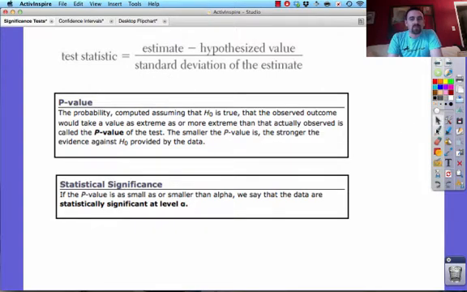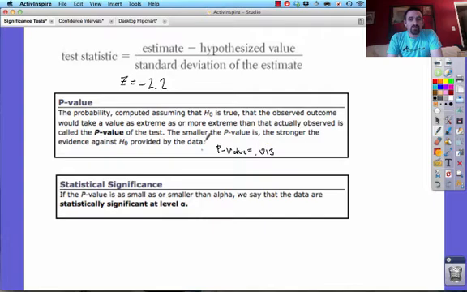So then we have this idea of something called a p-value. Our test statistic was z equals negative 2.2. Then we have a p-value. This is the probability, assuming that the null hypothesis is true, that we see what we saw, that the observed outcome would take a value as extreme or more extreme than that actually observed. We call it the p-value. So in our case, our p-value in that previous problem was 0.013.